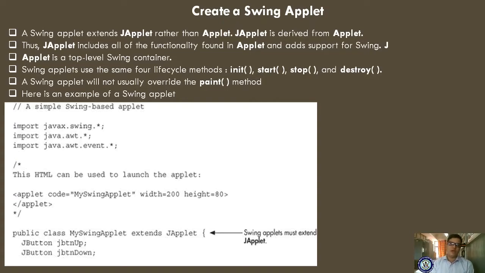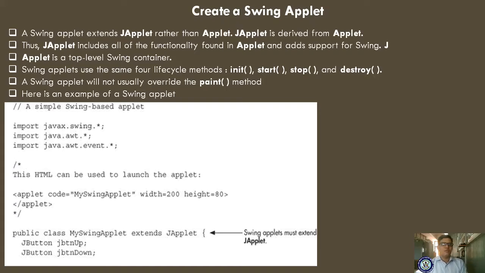Now we will see that a swing applet extends JApplet rather than Applet. So if you are using a swing applet, it inherits the class JApplet instead of Applet. JApplet is derived from Applet. Thus JApplet includes all of the functionality found in Applet and adds support for swing. Functionality means methods: whatever methods are supported in your Applet also exist in your JApplet, and it also has additional methods for supporting swing.